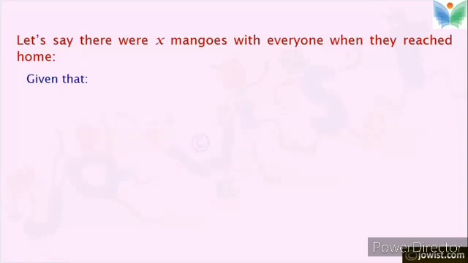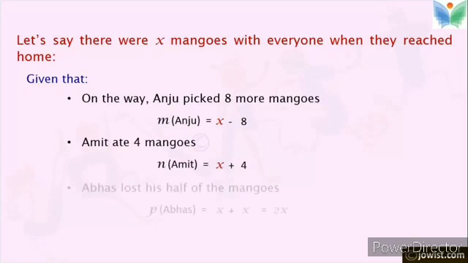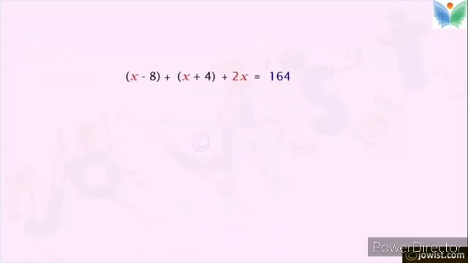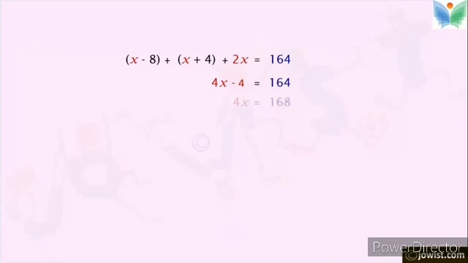Let's summarize it again. Anju had 164 mangoes in total in the beginning. Now, as we know that all the 3 had 164 mangoes in the orchard, we can write the equation as X minus 8 plus X plus 4 plus 2X is equal to 164. Solving, we get the value of X as 42.